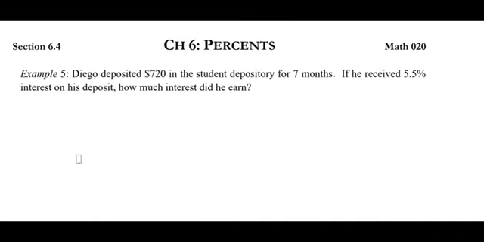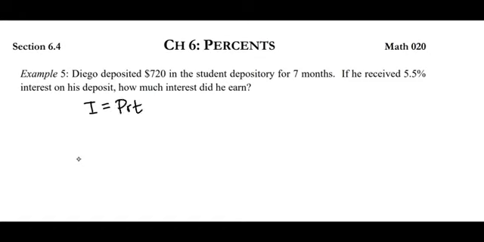All right, moving along. Problem number 5. Diego deposited $720 in the student depository for 7 months. If he received 5.5% interest on his deposit, how much interest did he earn? So let's go ahead and start with I equals PRT.